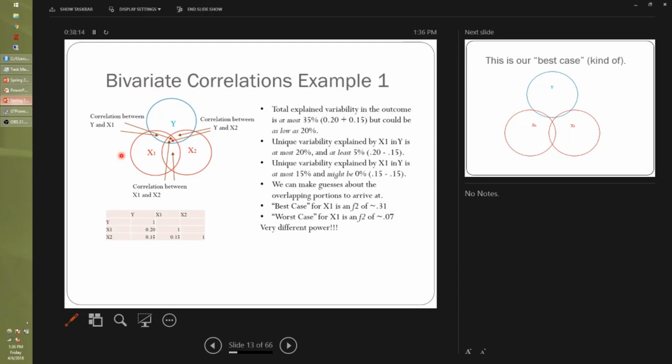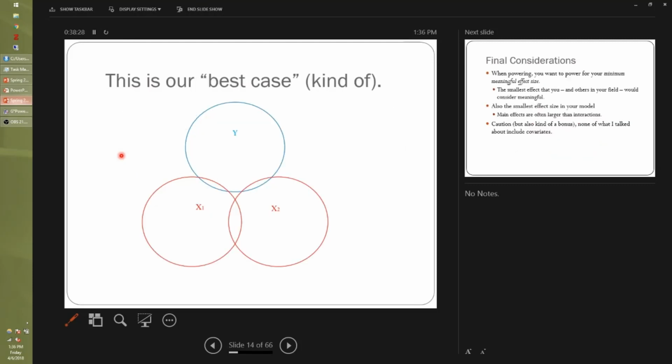The point of this is to recognize that although we can make educated guesses based on bivariate correlations and other things, you're still guessing. And this is our best case, in the sense that it is the best for not having to get a big sample. So you can make an argument for a smaller sample, but if you're wrong and the effects are much smaller than what you predicted, then you may not have gotten enough data to show significance, and you just wasted a bunch of time, possibly a bunch of money.